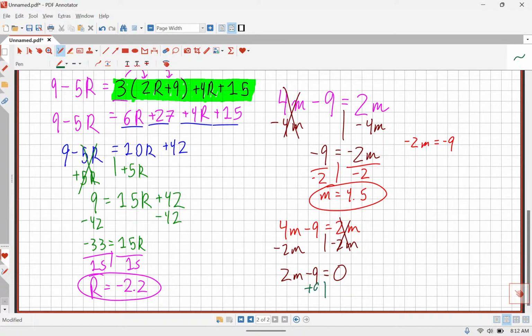So we're just going to add 9 to both sides. 2m equals 9. Divide both sides by 2. Bada bing, bada boom. m equals 4.5. Same answer. Beautiful. Excellent, Izzy, and excellent, Noah.